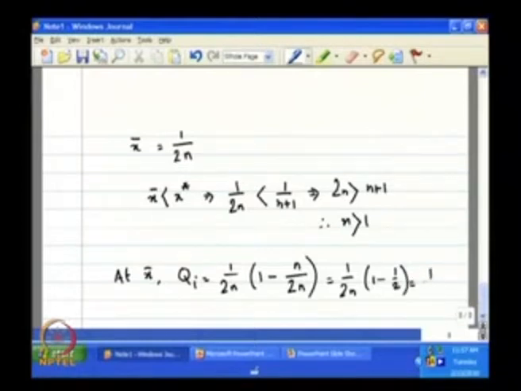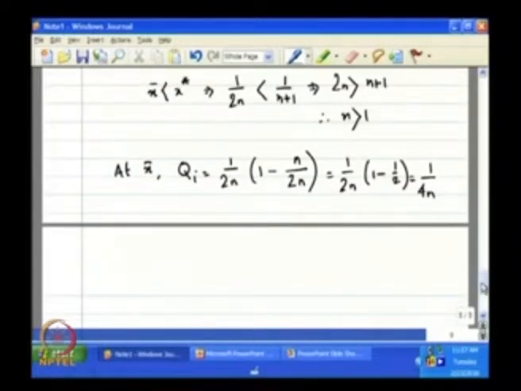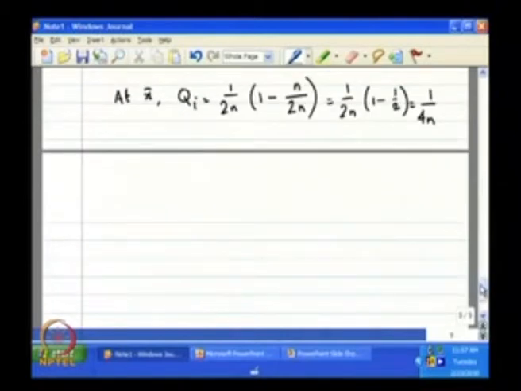Which is equal to 1 divided by 4n. So, the output level in this new set of resource use, that is 1 divided by 2n, is 1 divided by 4n. Question: is 1 divided by 4n greater than the output level that they were achieving before, which is 1 divided by (n plus 1) whole square? Is this true?